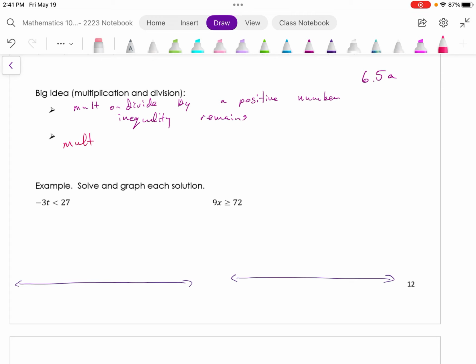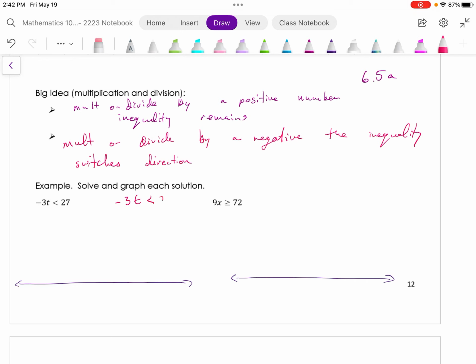Now, the second big idea, I'm hoping that you've done that. When we multiply or divide by a negative, the inequality switches direction. So I'm just going to solve some inequalities here for you, and let's see.